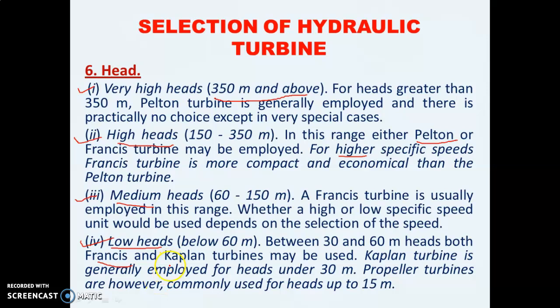Now for much lower heads, Kaplan turbines are used. It is generally employed for heads under 30 meter, and propeller turbines are commonly used for heads up to 15 meter. We do not have this in the syllabus. We have only Kaplan turbine. Kaplan turbine is used for heads below 30 meters. So these were the 6 points on the basis of which we will select the suitable turbine for suitable conditions.